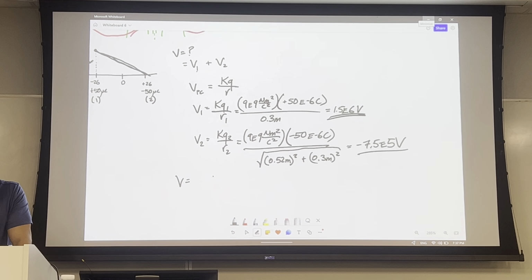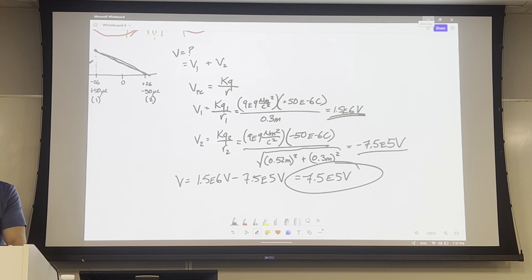And so V then is going to be 1.5 times 10 to the 6th volts minus 7.5 times 10 to the 5th volts, which is simply 7.5 times 10 to the 5th volts, and that's the final answer. Any questions on this one?